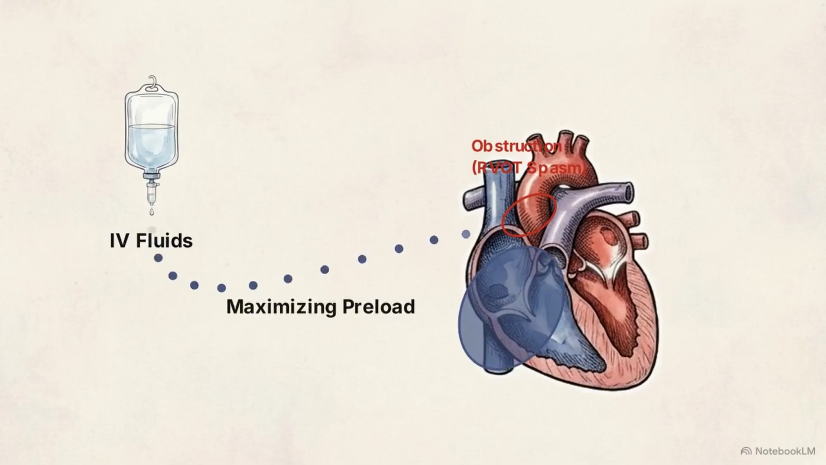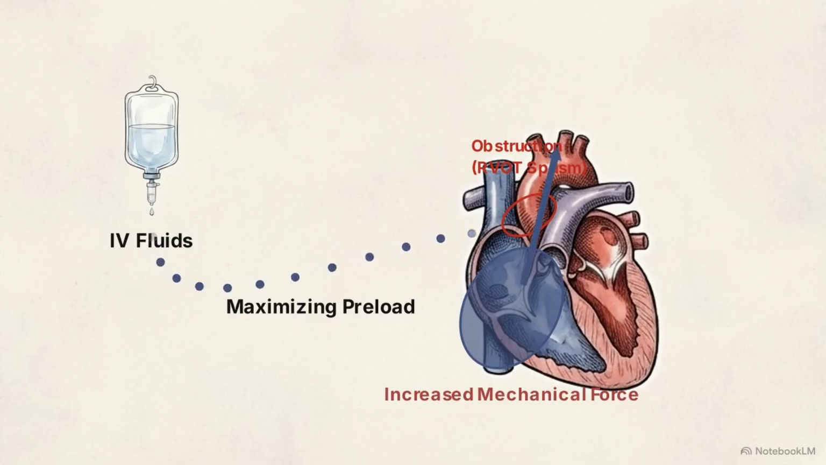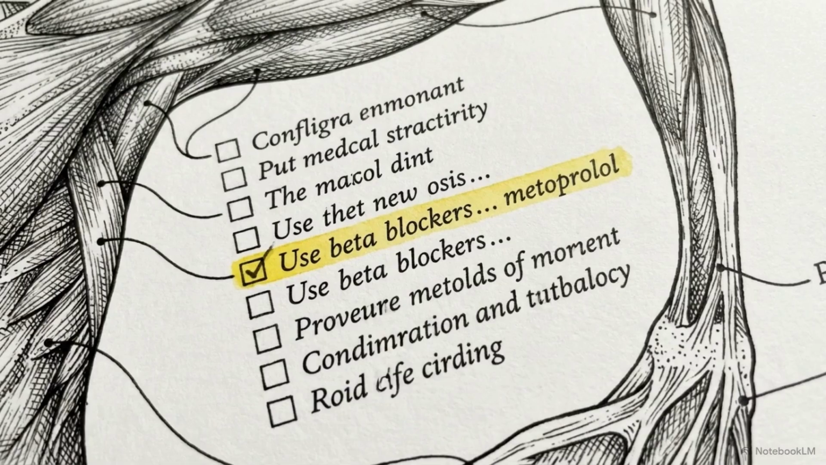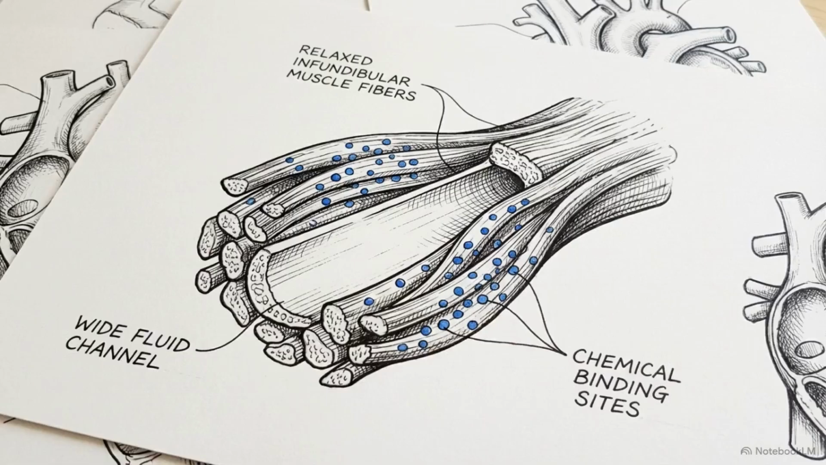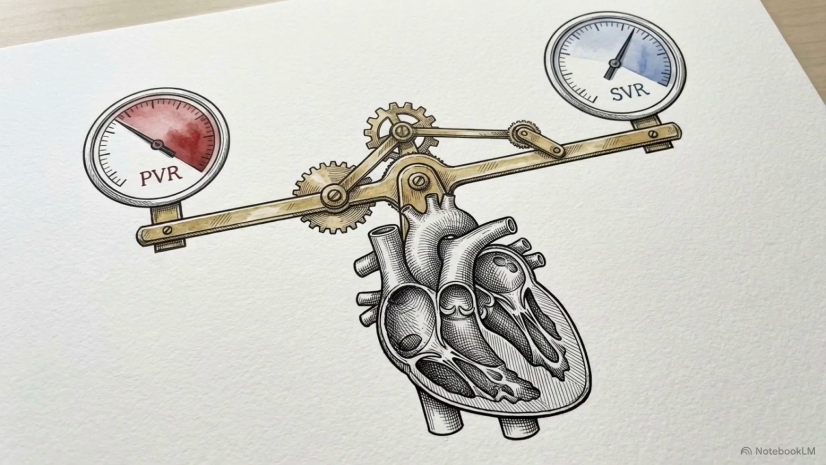Step 4 requires administering intravenous fluids to correct underlying hypovolemia. This maximizes the preload, which is the volume of blood stretching the right ventricle, giving it the mechanical force to push past the obstruction. Step 5 of the protocol involves the administration of intravenous beta blockers, specifically metoprolol. Beta blockers can relax that hyperactive infundibular muscle spasm, reopening the right ventricular outflow tract. Step 6 is the administration of sodium bicarbonate as a final measure to correct the severe metabolic acidosis induced by the prolonged tissue hypoxia.